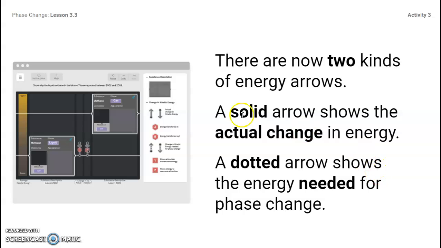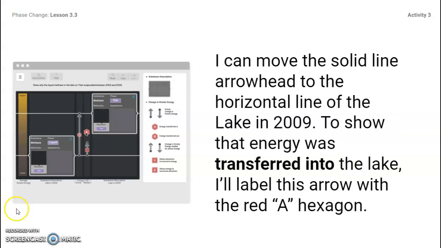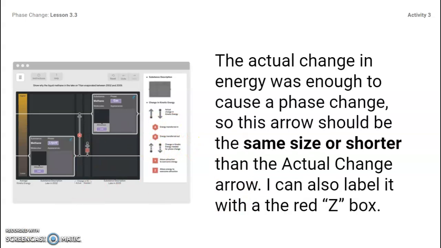And there are two kinds of energy arrows that you will need to know about. We have the actual change in energy and then the change needed to change the phase. So the solid arrow is the actual change, where the dotted one is how much energy is needed to make that change. So you're going to need to consider how much energy needed to go into the substance in order to make the change happen. You can move the solid line arrowhead to the horizontal line of 2009 by pulling it up. And to show the energy was transferred into the lake, label it A with the hexagon from the side over here.